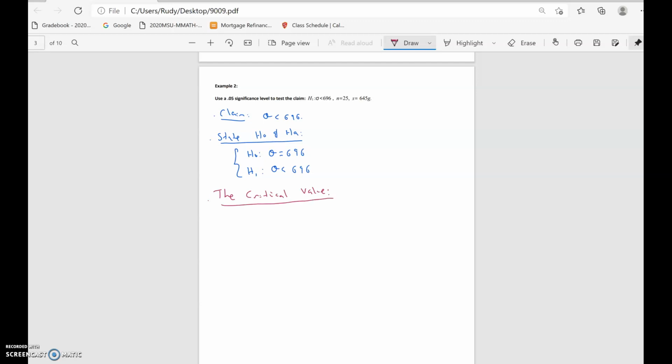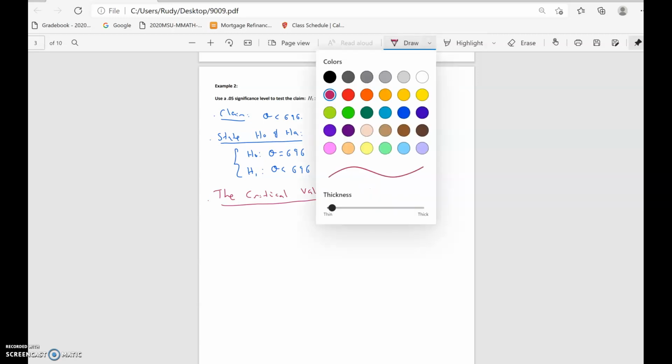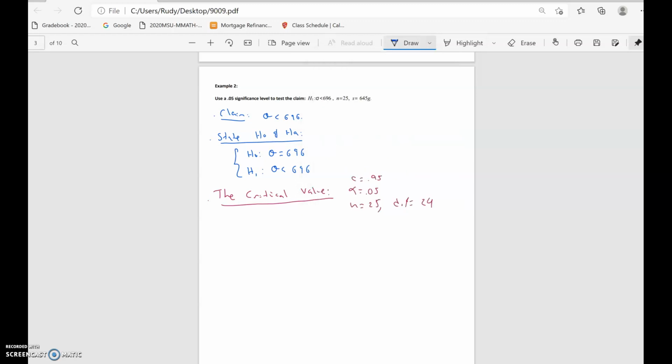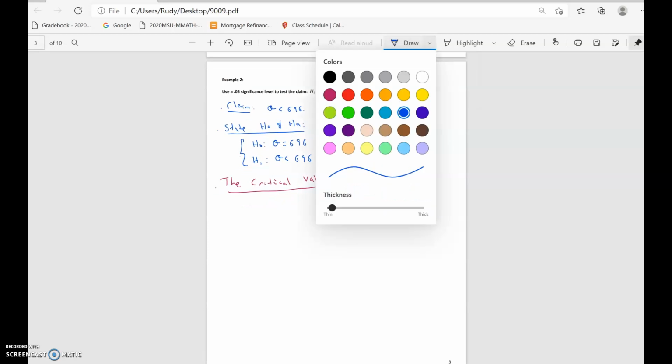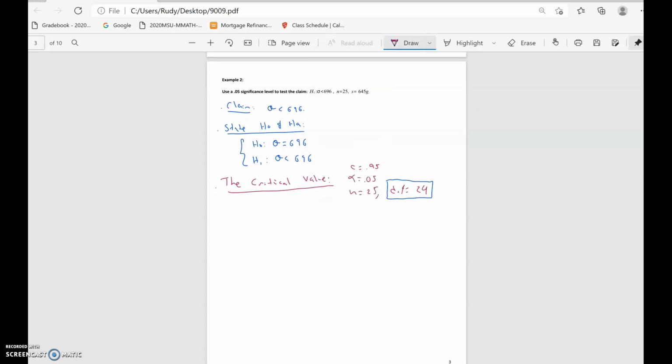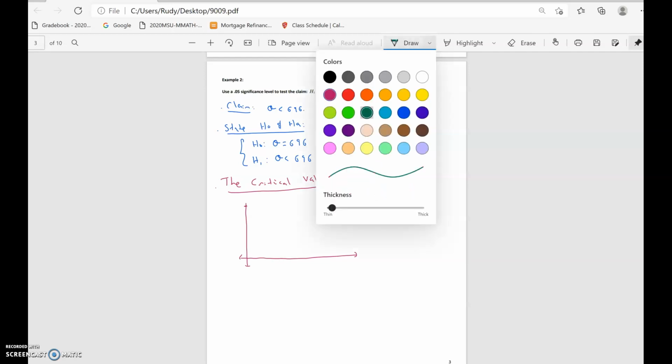For the critical value, we're going to be using alpha equal to 0.05, which means that C is equal to 0.95. N is equal to 25, so degrees of freedom are 24. So that means that we're going to be taking a look at the following chi-square distribution table.